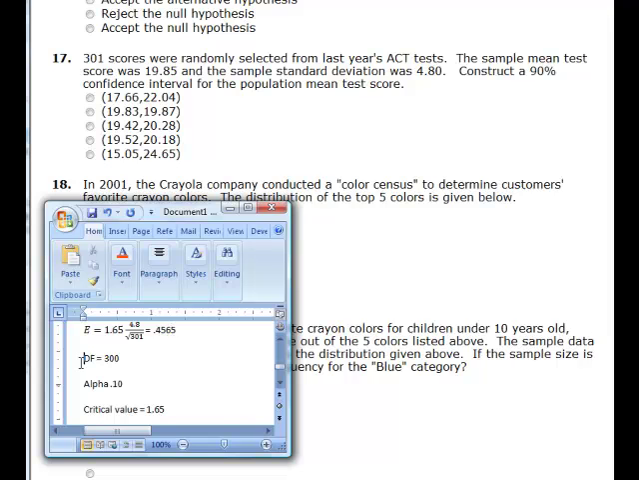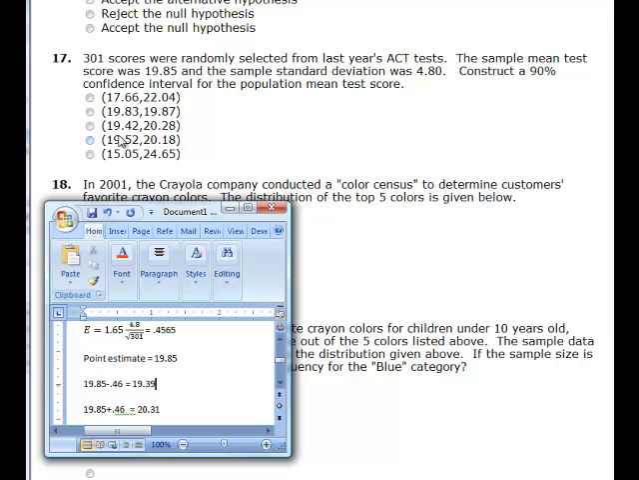Now our point estimate is the sample mean test score, which was the 19.85. So now we want to take 19.85 minus our margin of error. We're just going to round that margin of error to 2 decimal places, so 0.46, which gives us 19.39. And if we add the margin of error, we get 20.31.